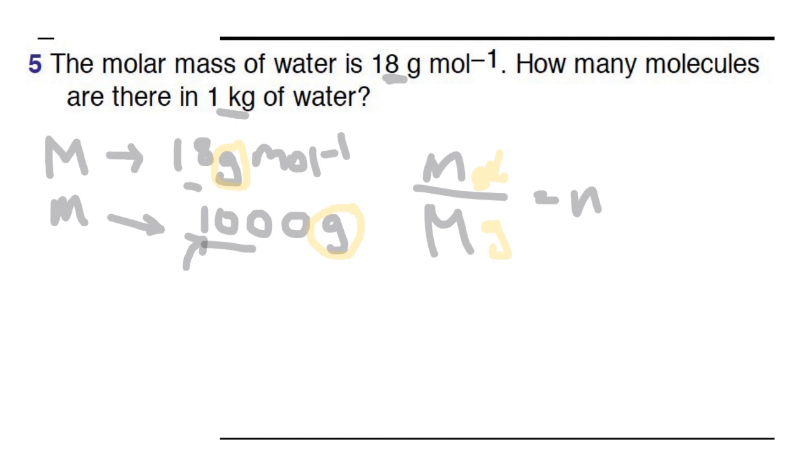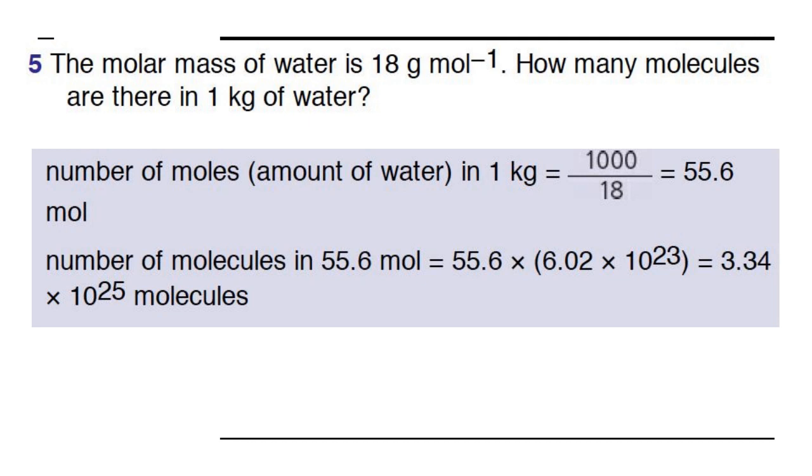So did you get the right answer? You should have got a number of moles equal to 55.6. You can then work out the number of molecules by using Avogadro's constant, N_A, multiplied by the number of moles. And that gives you the total number of molecules.